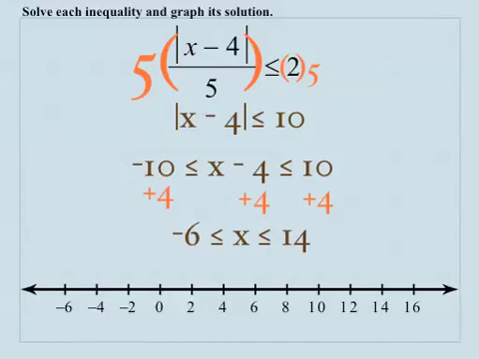I need a closed circle at negative 6 and a closed dot or point at 14. Because this is an and compound inequality, and because this would say that x is greater than or equal to negative 6 and x is less than or equal to 14, I am going to shade between the 2 points.